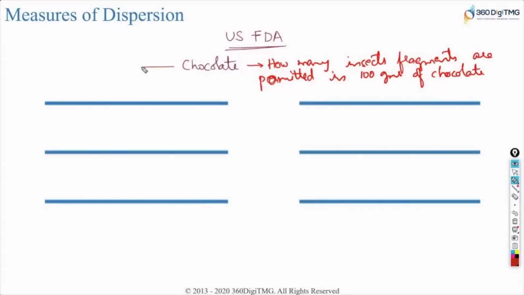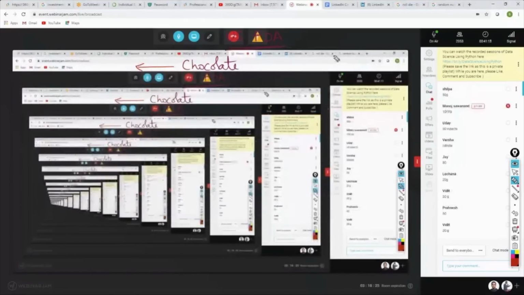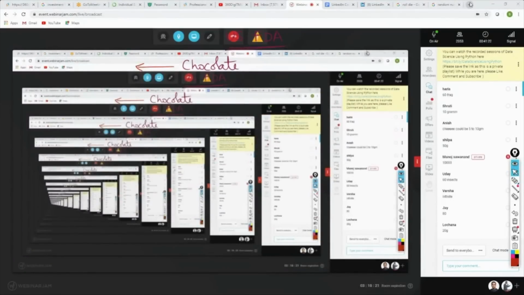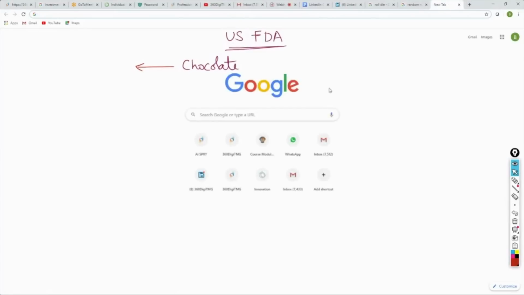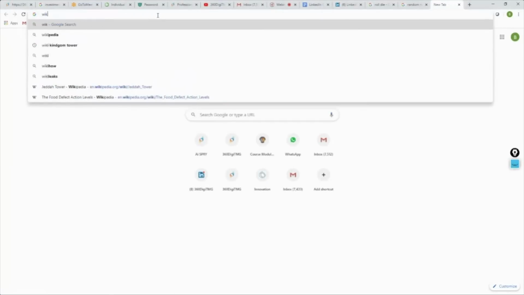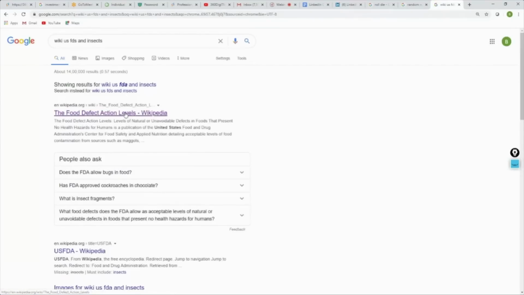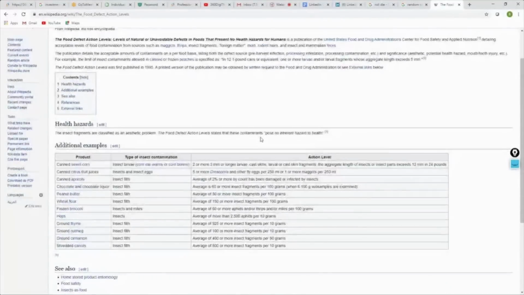So, do you know what? I know you all won't believe me, won't trust me, until and unless I prove it with statistics. So what I shall do now is I'll go here. A few of y'all are getting it right. Wonderful. If you just say US FDA and insects, let me show you this. Look at that.